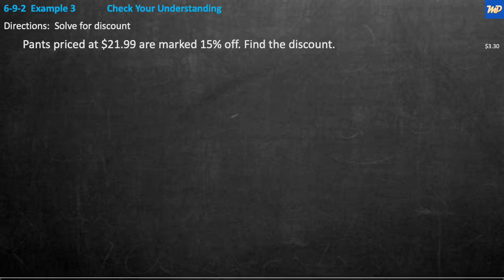Okay, example 3, check your understanding. Solve for discount. Why don't you go for it? When you come back, we'll do it together. Okay, now that we're back. Pants priced at $21.99, the original price, are marked 15% off. So that's a discount, 15% off. Find the discount. And as before, we're going to use D. I like D. You can use whatever you want.